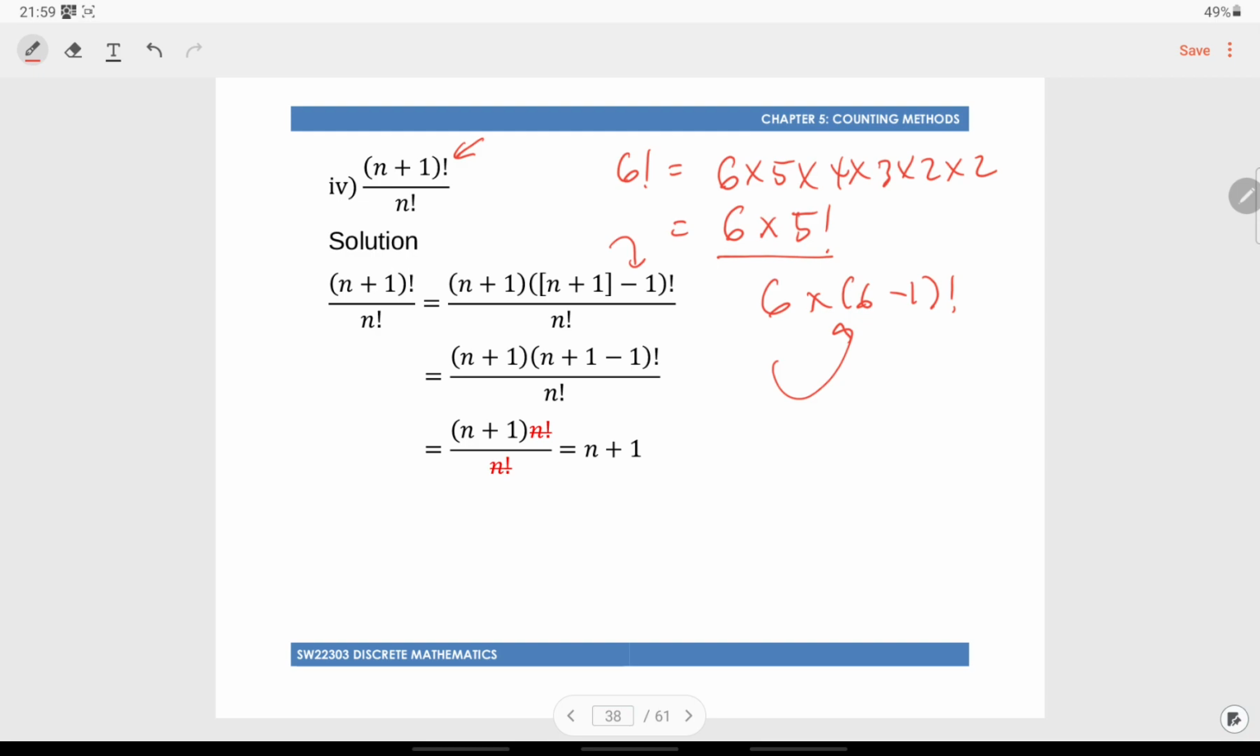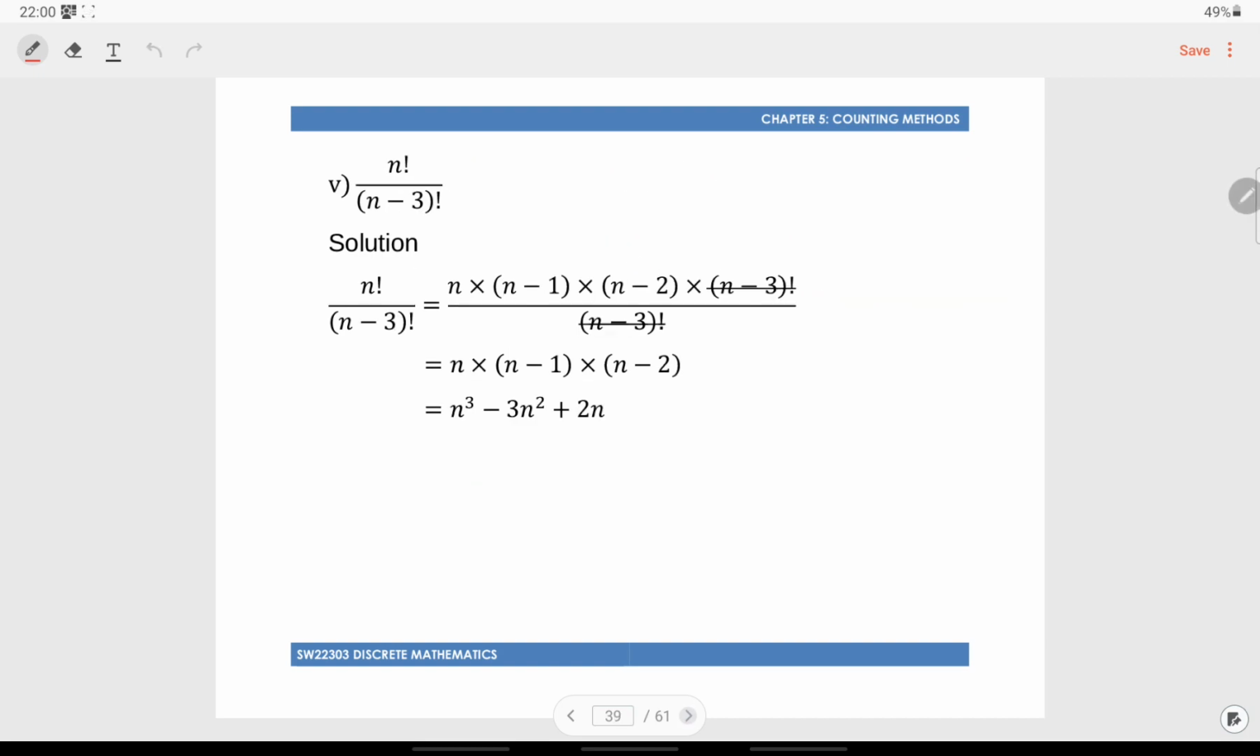At the denominator we maintain n factorial, and then we expand this parenthesis. So we have n plus 1 minus 1, and the remaining value is equal to n factorial. Because at the denominator we have n factorial, we can cancel out these two parts. So the remaining value is n plus 1, the simplest form of the fraction.